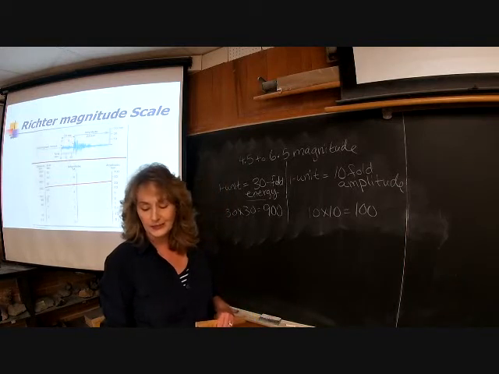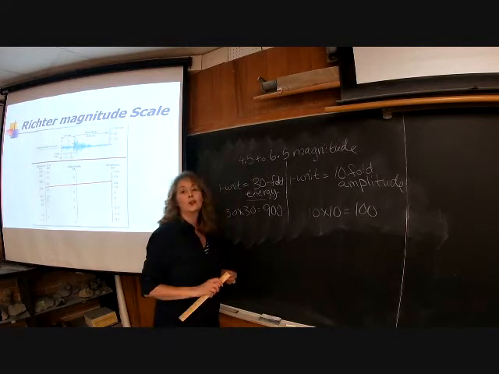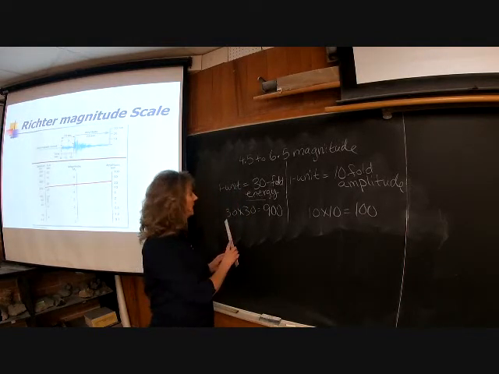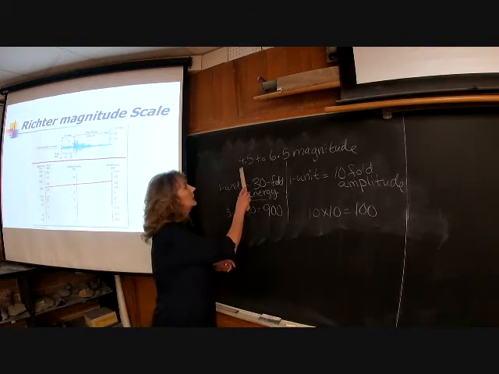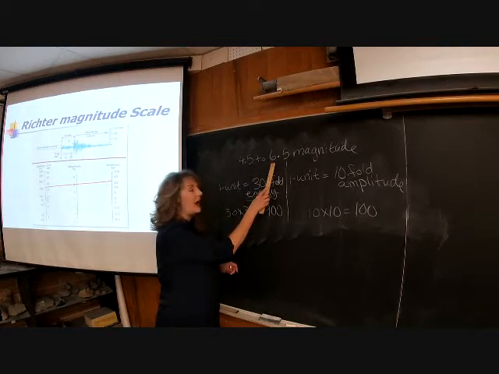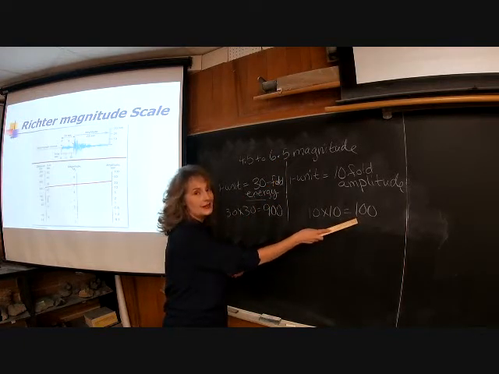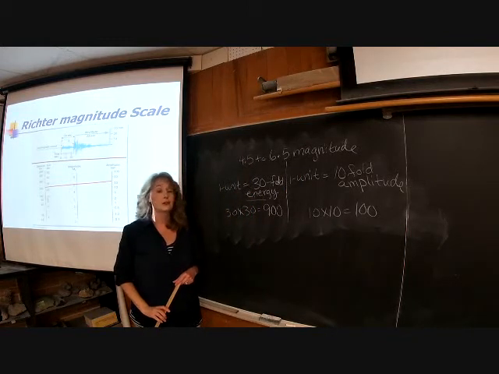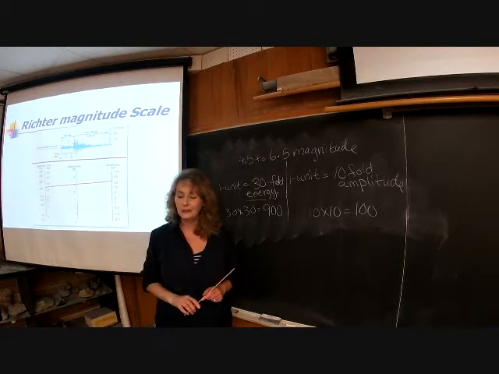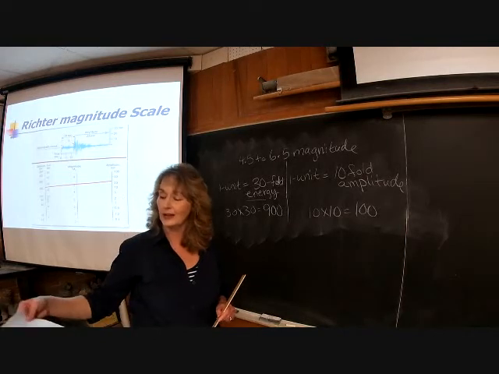But the amount of energy released is 30 times per 1 unit increase. And 30 times 30 would be 900 times more energy a 6.5 magnitude would have than a 4.5. And as far as amplitude goes, a 6.5 magnitude earthquake would have 100 times greater amplitude than a 4.5 magnitude on the Richter scale. So that's a little bit of information that the Richter scale can give for us.